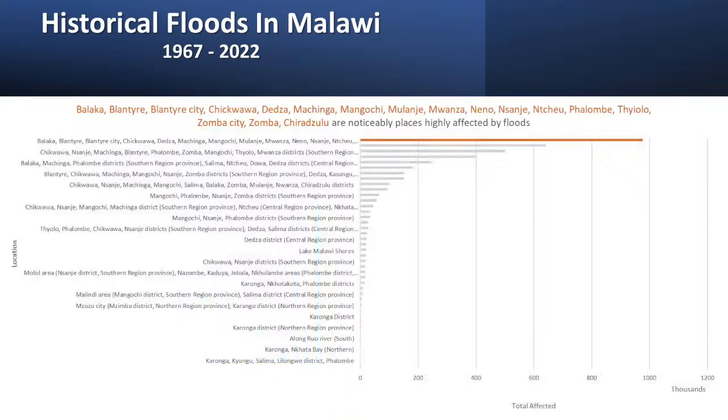Can you go to the next slide? So, once again, from that data, I wanted to know which areas are most vulnerable or were most affected during that period. And those are the areas: Balaka, Blantyre, Chikwanda, Deza, Machinga. But I believe those are the areas in the lower part of Malawi. Is that right? Or are there some parts in central Malawi?